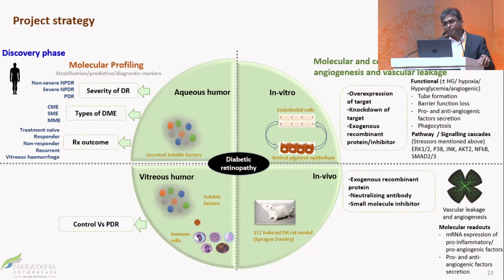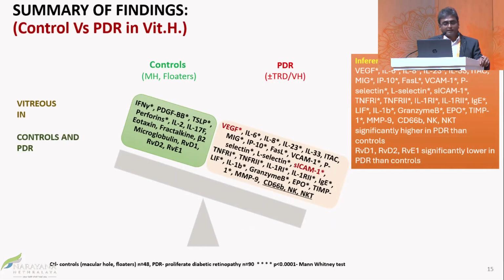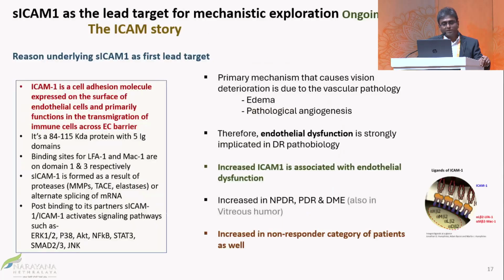You can do a molecular profiling initially through aqueous or vitreous humor, and you can see the severity of DR, types of DME, and the treatment outcomes. Then you can go in and see the vitreous biomarkers and what happens in control versus PDR. In vitro models, like HUVEC cells and RPE cell lines, you can add these biomarkers, and you can add the anti-agents and see the response, and even use mouse and animal models. So these are the different results we found in different patterns. This is very clear-cut to show that these are increased in PDR cases. Then again, in aqueous and vitreous samples, the changes there.